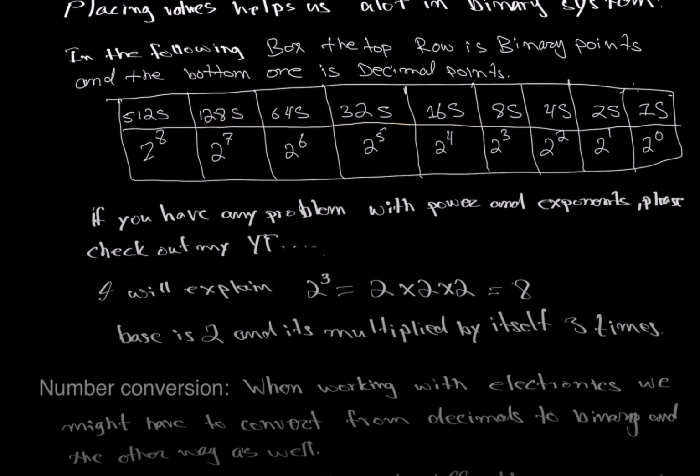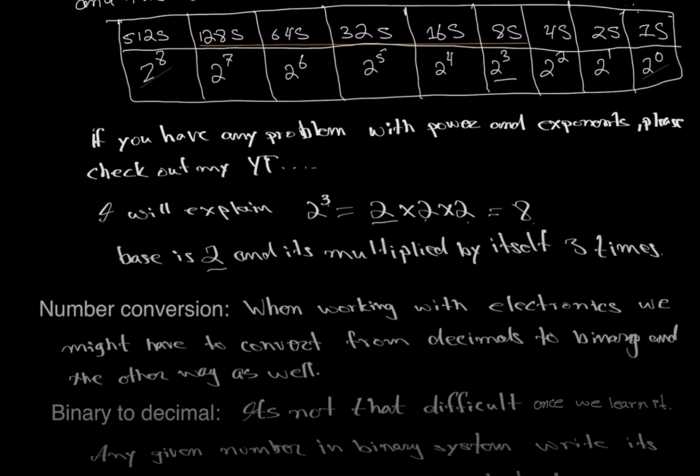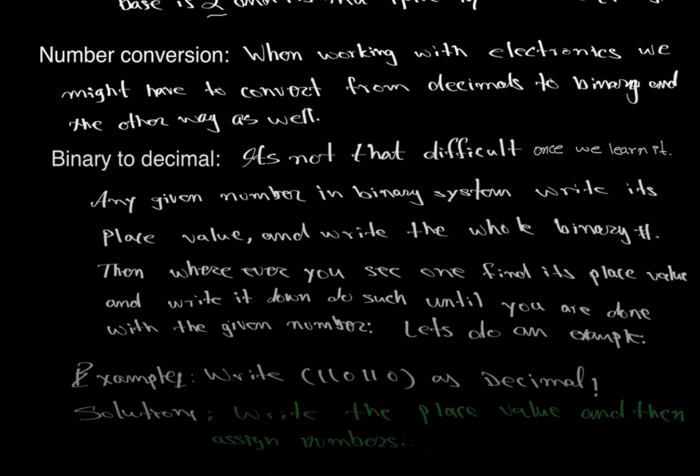So what does that mean? Okay, so I explained this one. 2 to the power 3 means 2 times 2 times 2. 2 is multiplied by itself 3 times, that's 8. But the base here is 2. I'm talking about the math base, not the binary base. The base is 2 and the power is 3, so it means multiply by itself 3 times. That's just a recap from the math class.